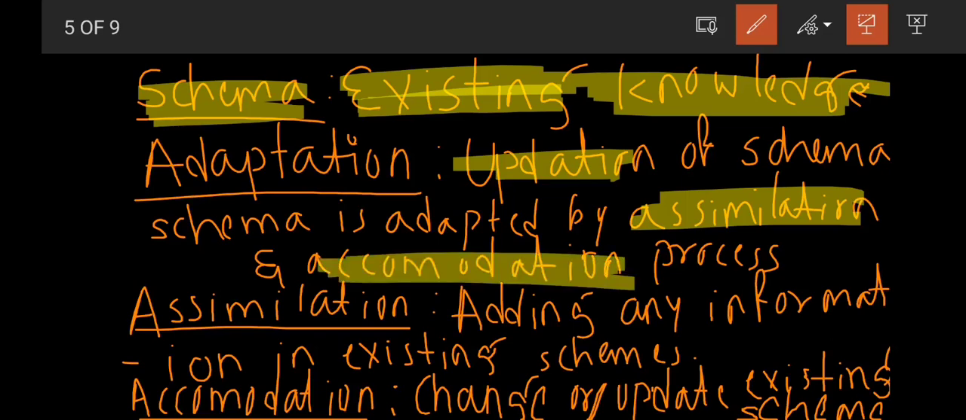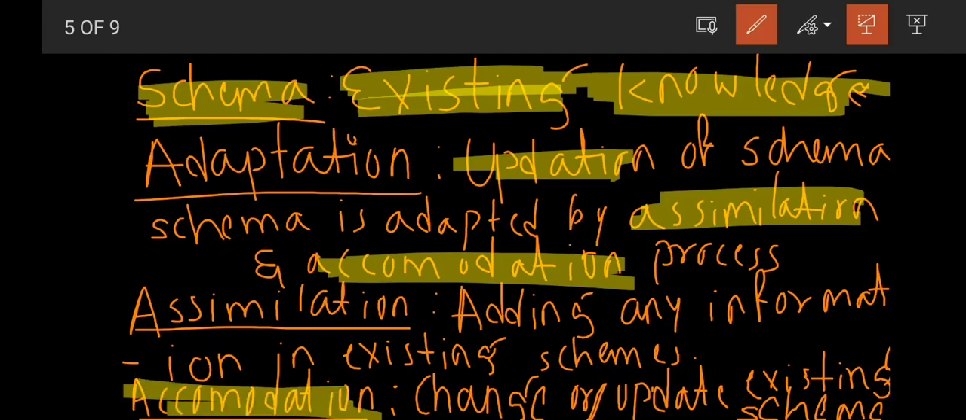So what are assimilation and accommodation? Let us see. Assimilation means adding any information to the existing schema. The child has an existing schema, or existing knowledge, that everything that flies is a bird. Now he has to add another piece of information: the aeroplane is also flying but it is not a bird. The child has to add this information to his existing schema. This is assimilation.